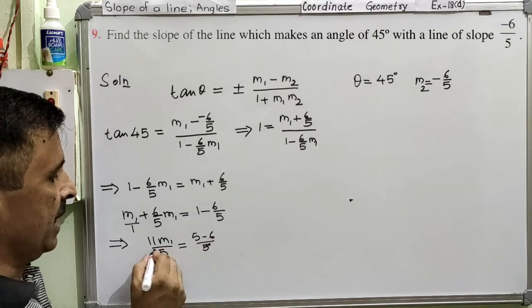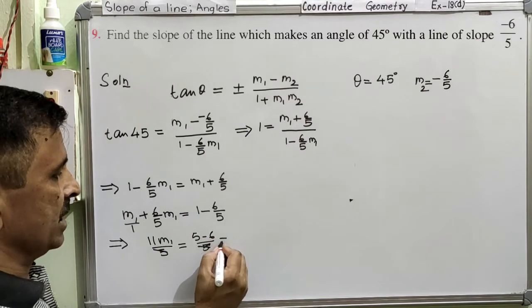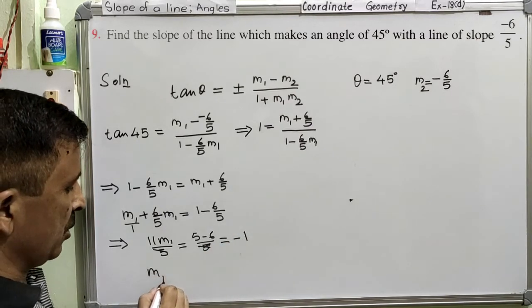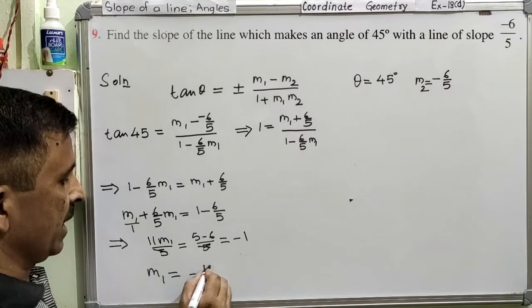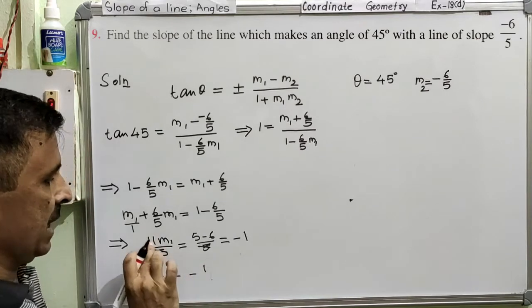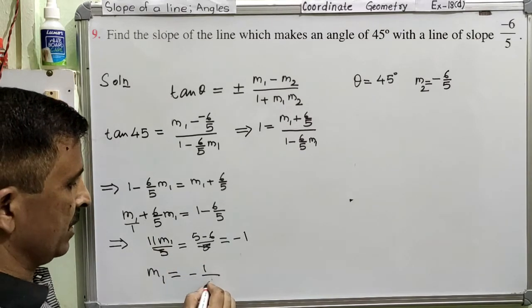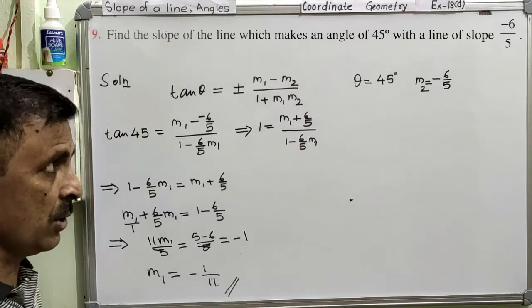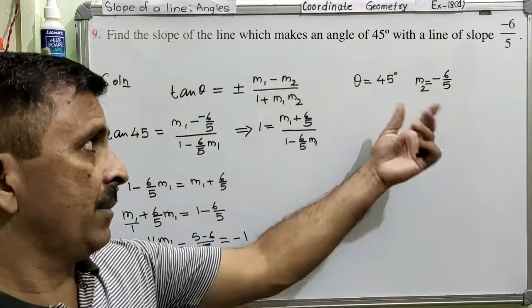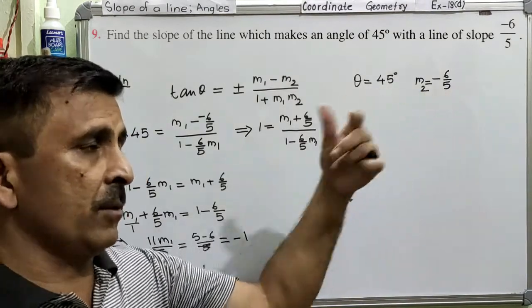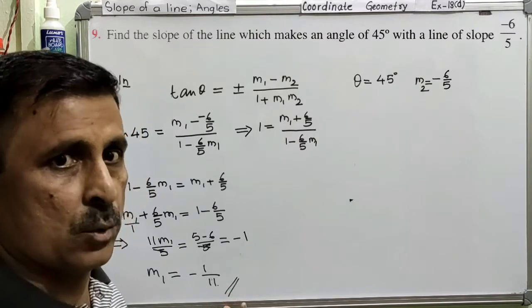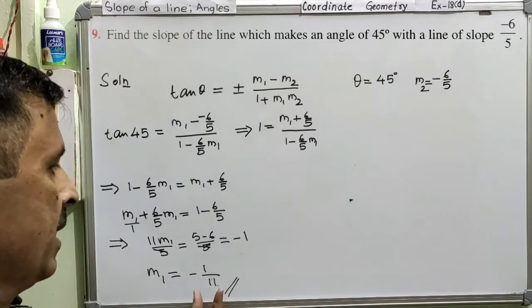Am I clear? This 5 and this 5 will be cancelled. So this will become minus 1. And therefore, your first slope will become minus 1, and this 11 will come in the denominator. So this is minus 1 over 11. This becomes your first slope. I told you, when you are given angle and one slope, and if the question is to find out the other slope, obviously you will get two slopes. So one slope we have completed.